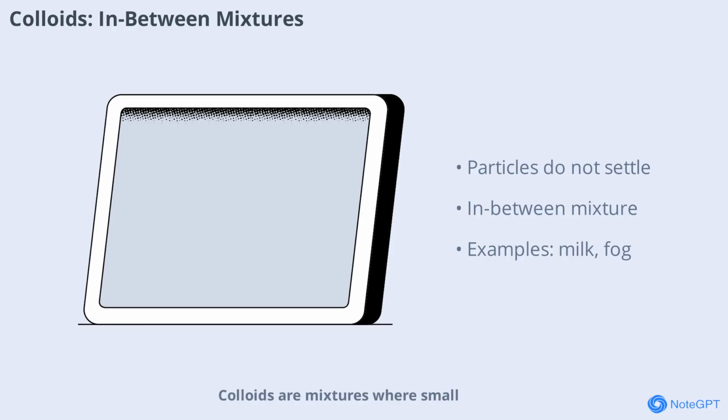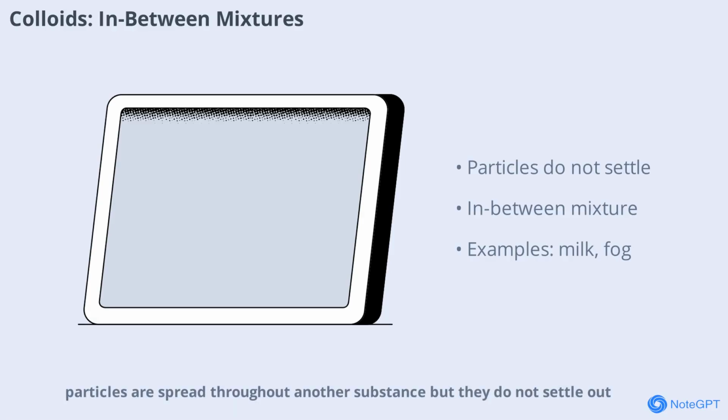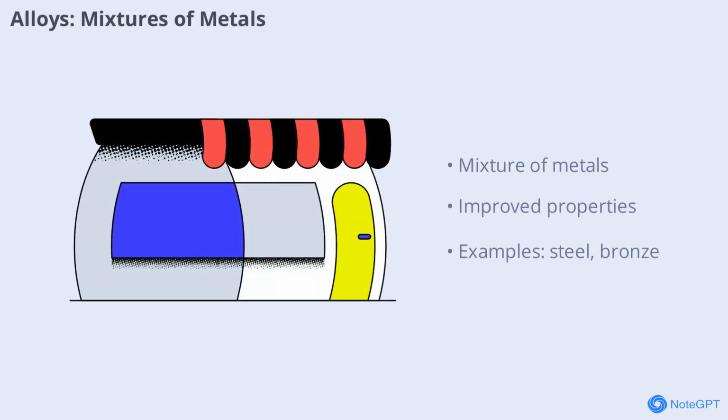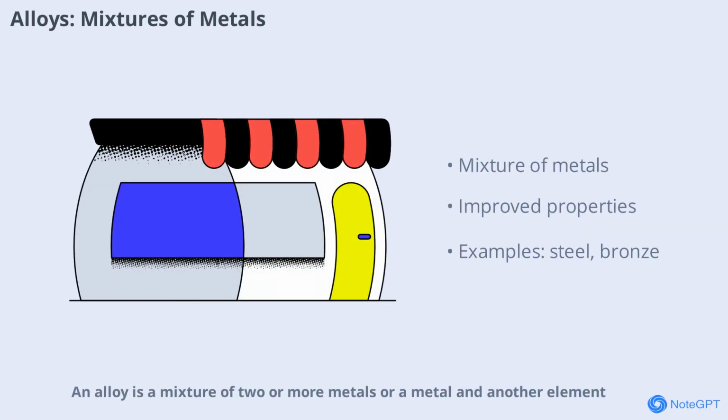Colloids are mixtures where small particles are spread throughout another substance, but they do not settle out. Milk is an example of a colloid. Colloids have properties between those of solutions and suspensions. They are important in food, medicine, and industry. An alloy is a mixture of two or more metals or a metal and another element.